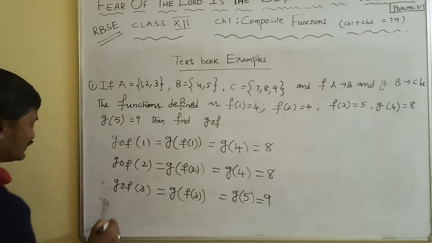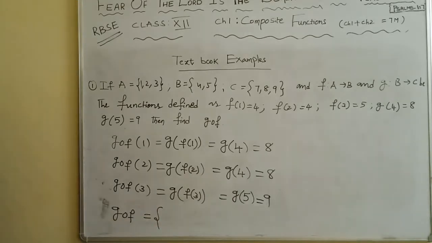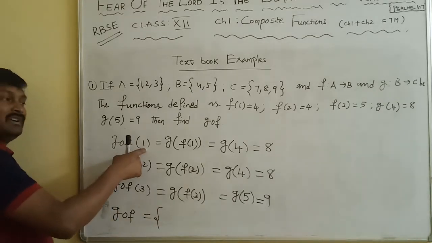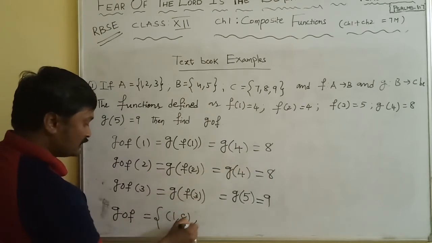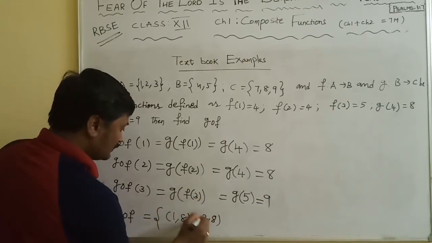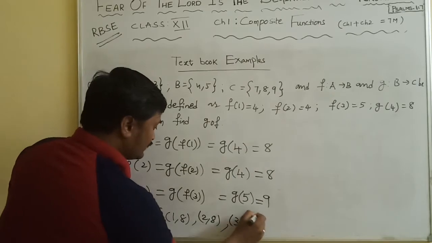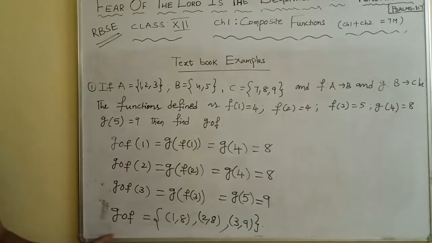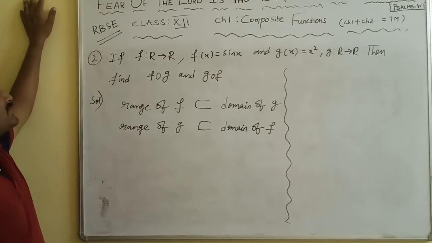So now what is your G circle F? G circle F, so we can write it as, when you take 1, what is your answer? 8. So now (1, 8), (2, 8), (3, 9). In this way we are going to find G circle F. I hope you all understood. So we are going to discuss the second one.